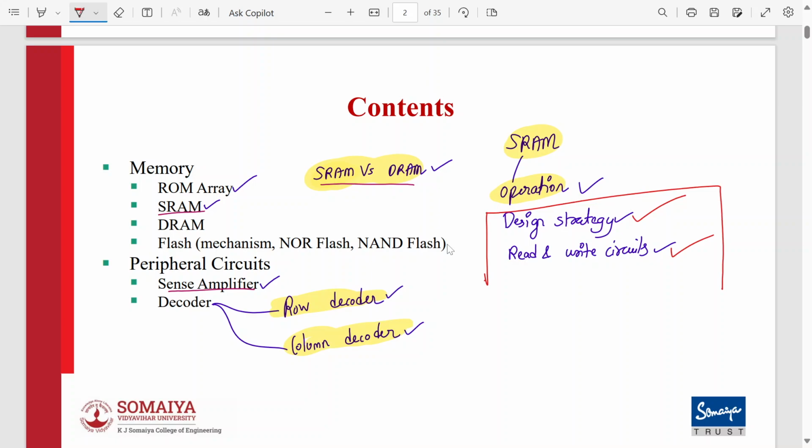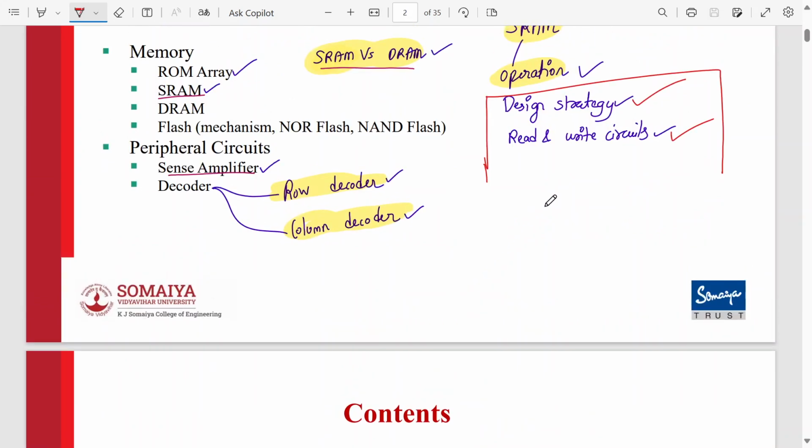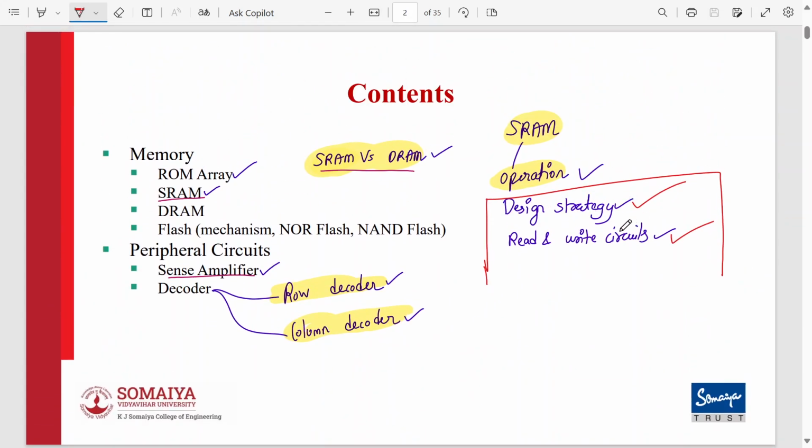Those who want to remain can stay, and those who want to leave can leave. I have exam duty at 2 p.m., so can I continue after some break time, because I want to have my lunch? Like half an hour from now, can I cover it? I will cover design strategy and read-write circuits then. Is it okay?